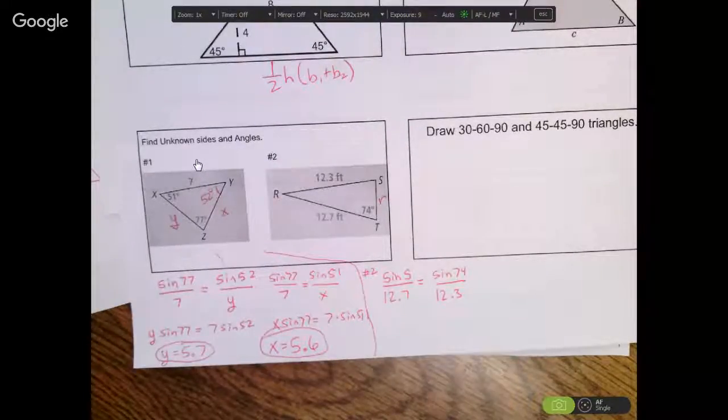Why can't you just do Pythagorean? Because there's not a right angle. But I thought when you're finding angles, you have to use the inverse. Yeah. So the very last step is going to be using the inverse.